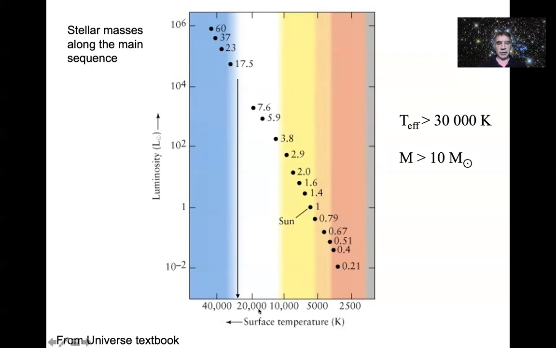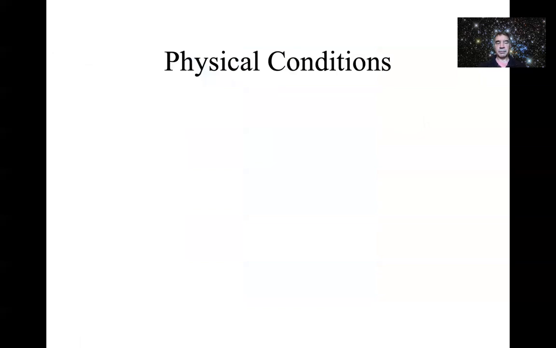But we can see on this diagram, okay, if we want to get to 30,000 here on the x-axis, we need to be at a mass of around about 10 solar masses or larger. So it's only these stars at the top end, the massive end of the main sequence, that are going to be that hot when they are born. As you can see, they're also very luminous. So that is why H II regions are only associated with the formation of massive stars.